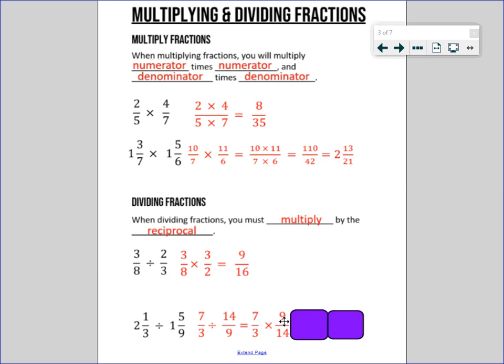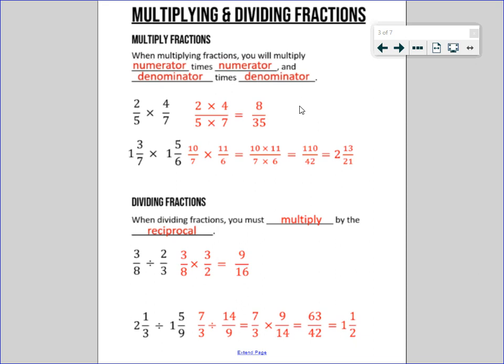Then you're going to multiply across. So 7 times 9, which is 63, over 42. 3 times 14 is 42. And then you can simplify that by dividing by 21, and you will get 3 over 2. You can keep it as 3 over 2 if you like, or change it to a mixed number, which would be 1 1/2.